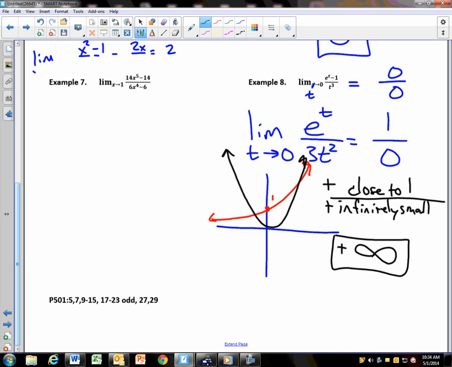There you need a graphical approach. When you come up with something over 0, you have to ask yourself, is it positive or negative? What's the graph doing? That's an analytic approach to finding that value. Got it? That's it.